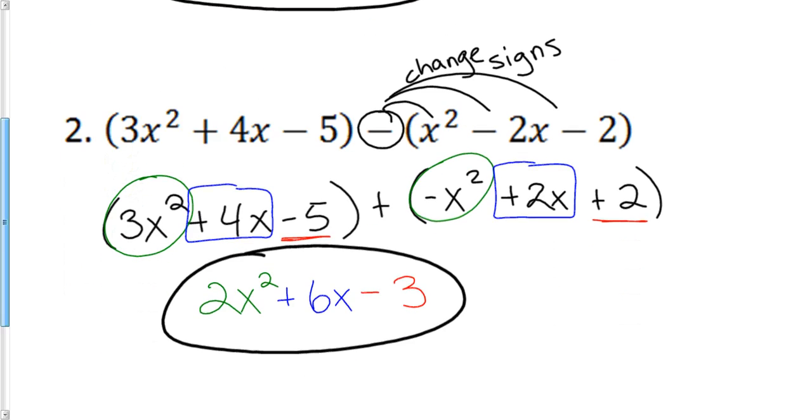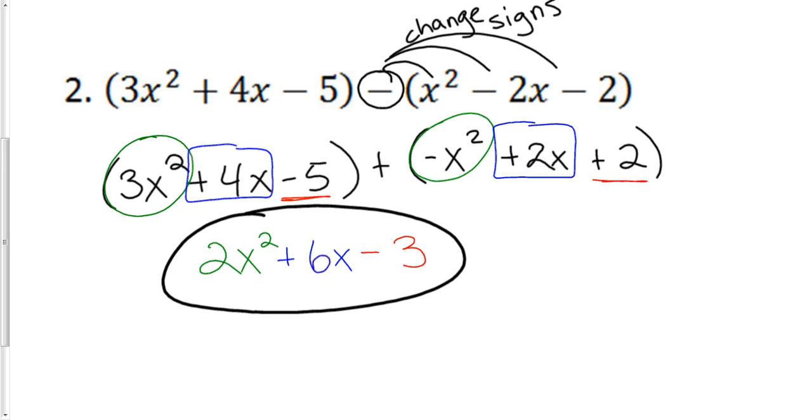Moving on to number 2. This is a subtraction problem, so the first thing we have to do is change our signs. So that second polynomial becomes negative x squared. The negative 2x becomes a positive 2x, and then negative 2 becomes a positive 2. Once I've done that, then I can look to combine my like terms. In the green, I've got the 3x squared from the first problem, and a now negative x squared in the second polynomial. Those two combine to leave me with a 2x squared.